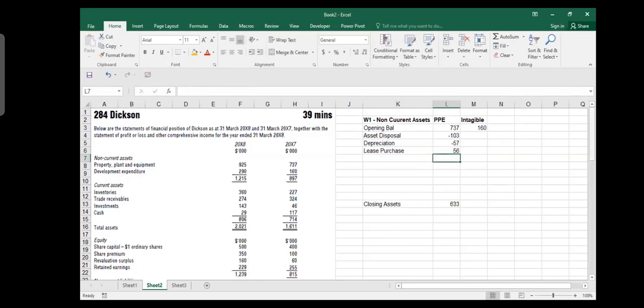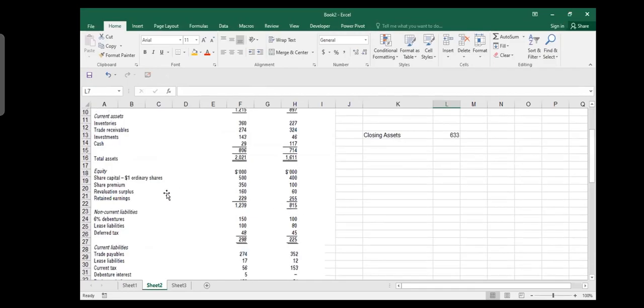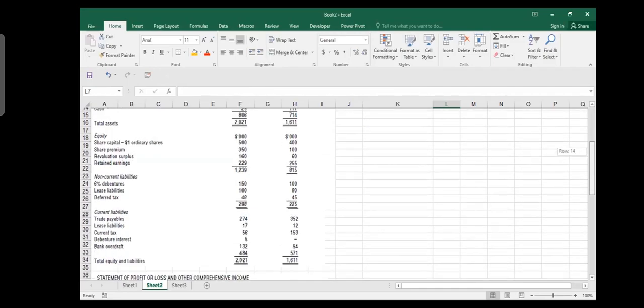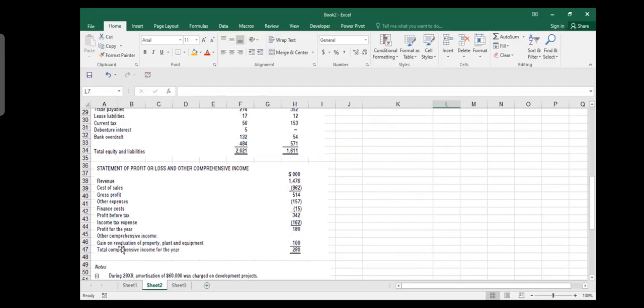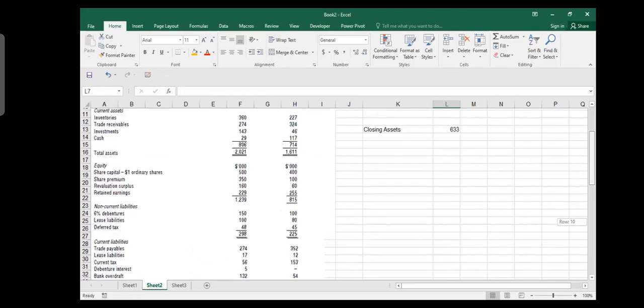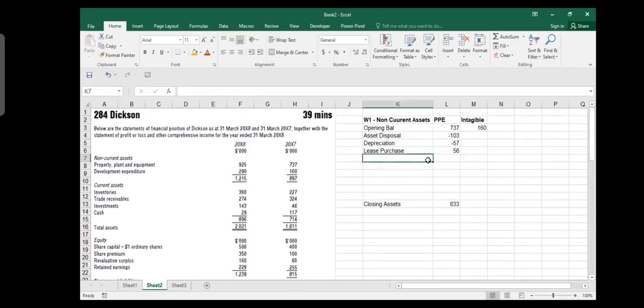And then, if you pay attention here, you have a revaluation surplus, which means that you revalued some asset. Did they give some note about that here? They told you that there was a gain on revaluation of property, plant, equipment, 100. So actually there was a revaluation gain. So my assets would increase with the revaluation gain, 100. Okay, so these are the numbers. And when you make a total of these numbers, it will come to 733.